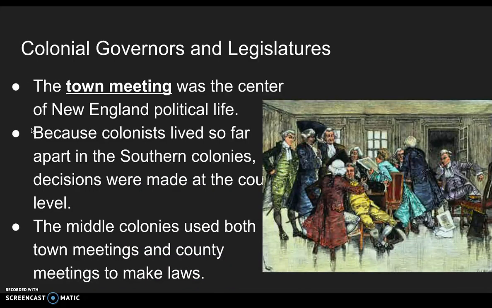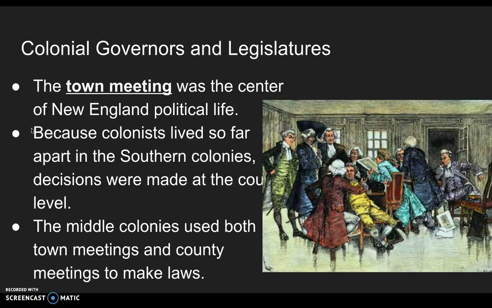In New England, the center of politics was the town meeting. This is where people talked about and decided on issues of local interest, such as paying for schools and things like that. This was possible because people in New England lived relatively close together. In the South, however, colonists lived farther apart, so coming together frequently for a town meeting wasn't really realistic. Here in the South, decisions were made at the county level, which is a much bigger geographic area.